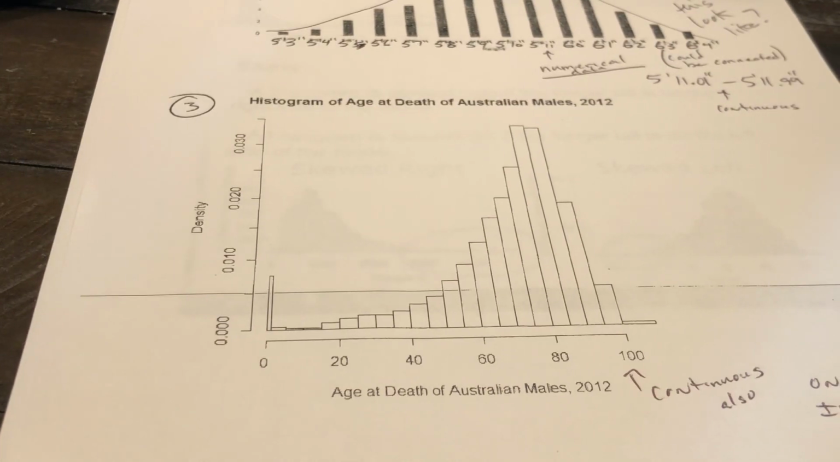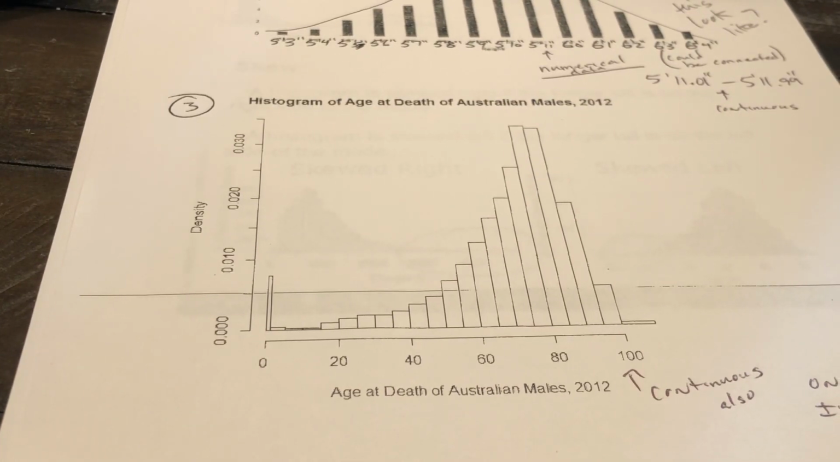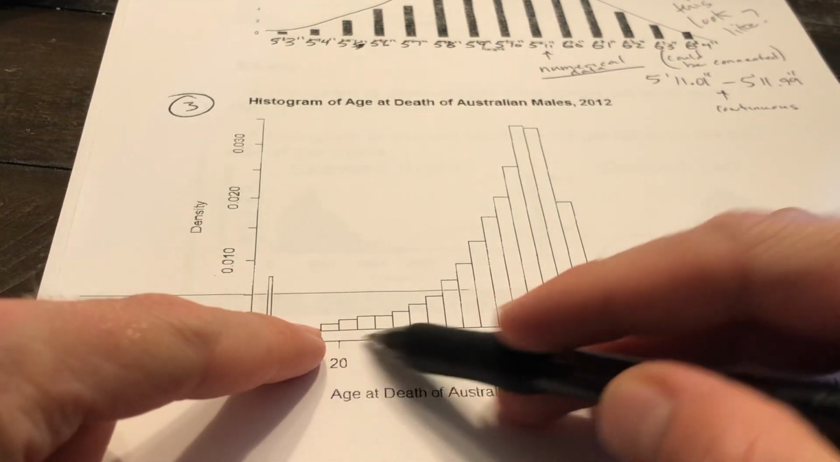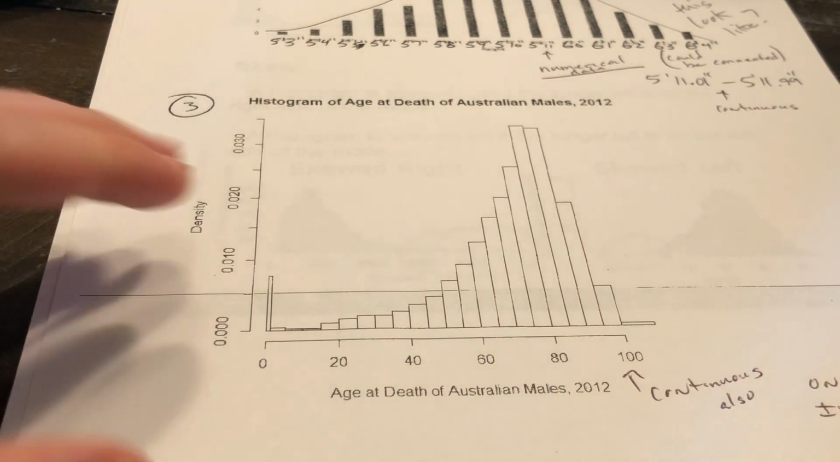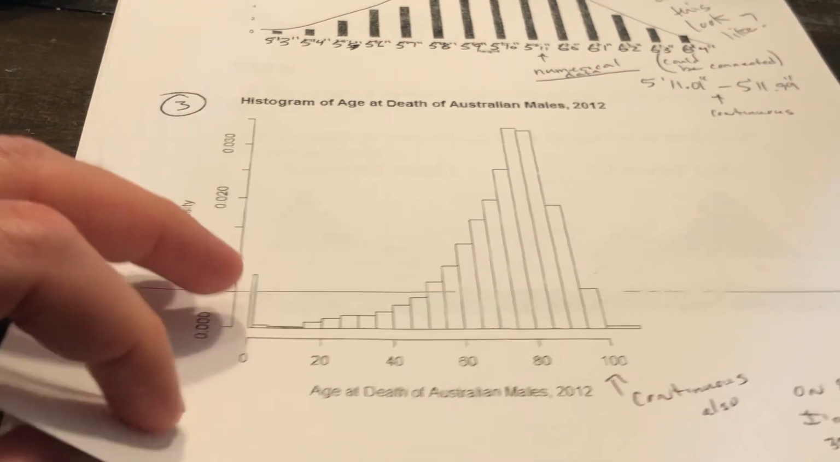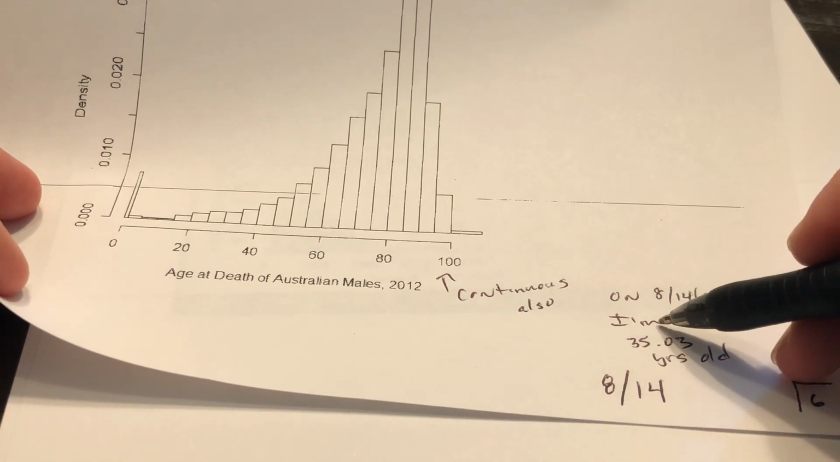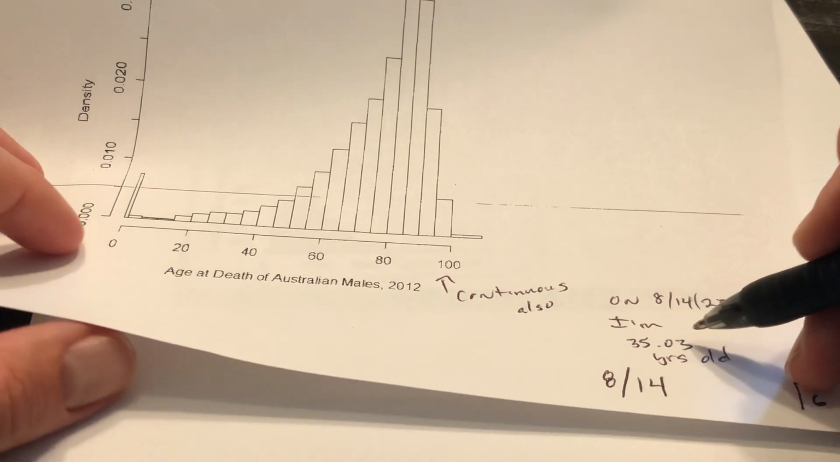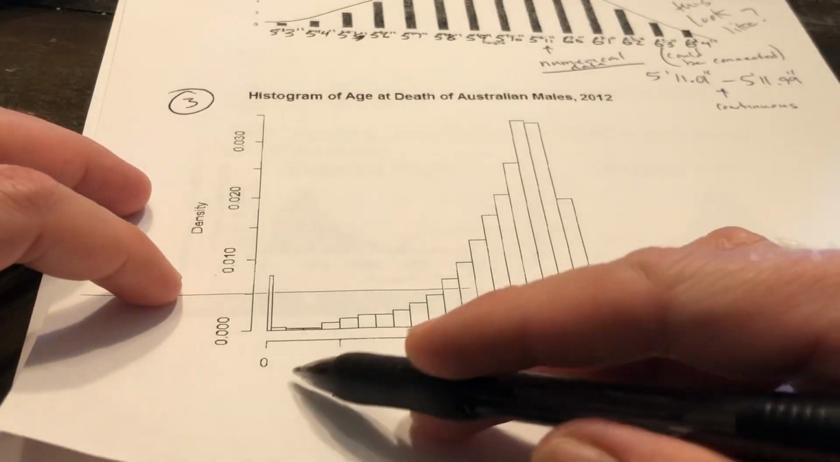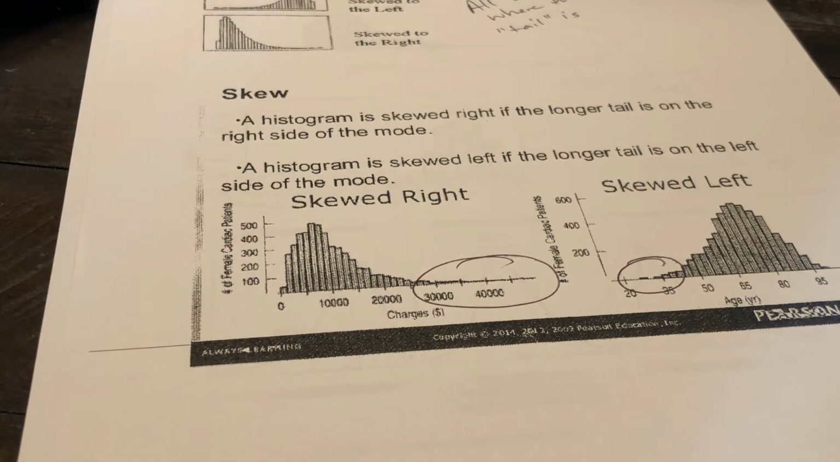Histogram of age of death of Australian males in 2012. Again, you've got intervals here at the bottom. It's continuous. Again, talking about age. So on 8/14/23, I am not just 35. I'm 35.03 years, right? So again, age is a continuous variable there.